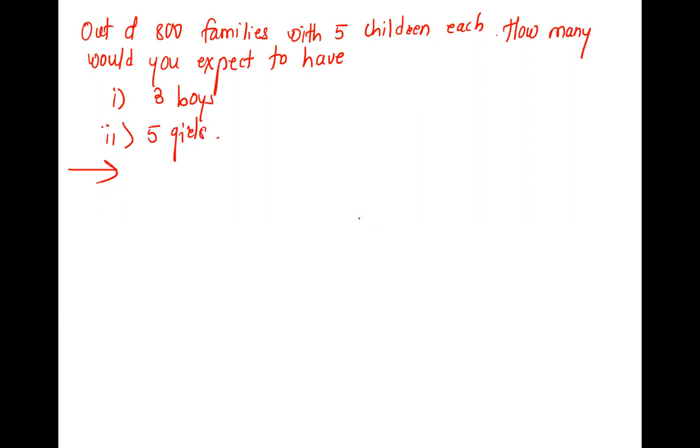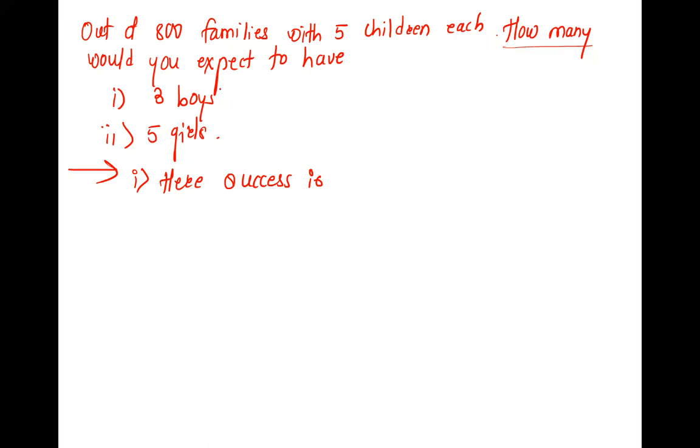Out of 800 families, how many families? Number of families means this is a question of frequency. And when we are finding frequency, we must first find probability. So to find the probability of these two, first define the success. Out of 800 families with 5 children each, how many families would you expect to have 3 boys and 5 girls?